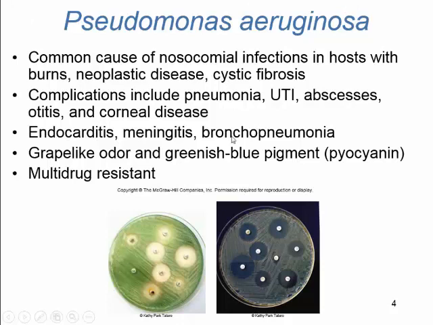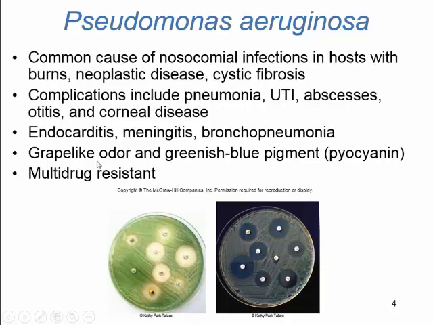Endocarditis, meningitis, and bronchopneumonia. So these are systemic effects of Pseudomonas infection, if the bacteria leaves the lungs and becomes a systemic infection. Pseudomonas aeruginosa on a regular nutrient agar plate is identified by this greenish-blue pigment, it's pyocyanin. So they produce pyocyanin when they reach proper thresholds or high densities on plates.